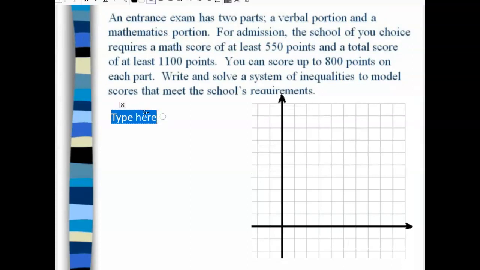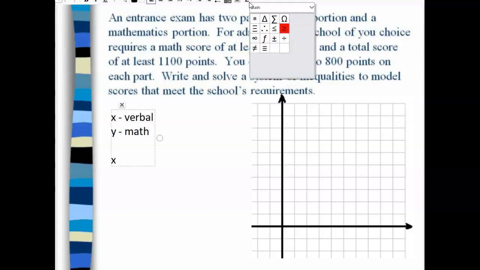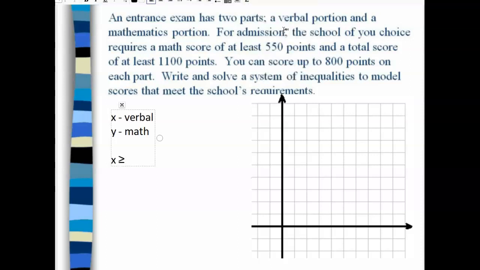So, let's say x is verbal, y is math. Math has to be at least 550, so y is greater than or equal to 550. You need a total score of 1100, so that's x plus y.